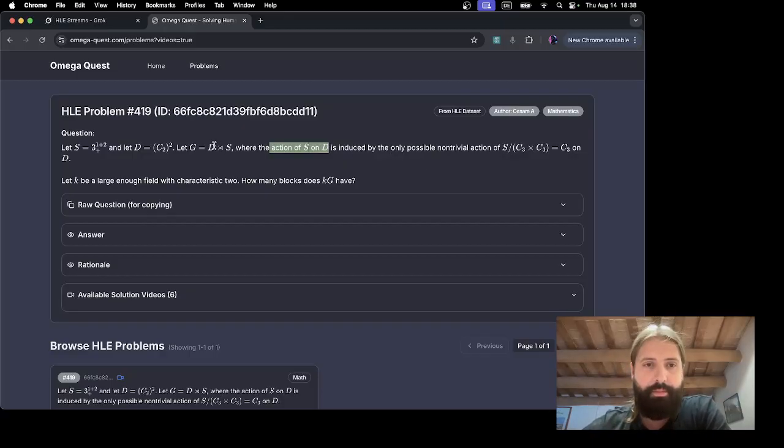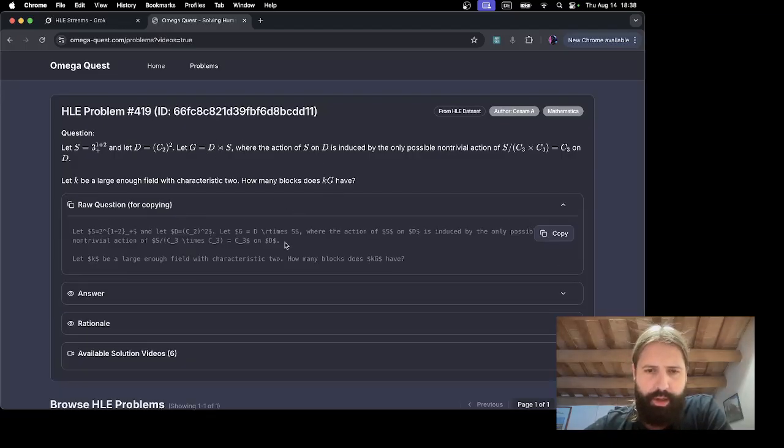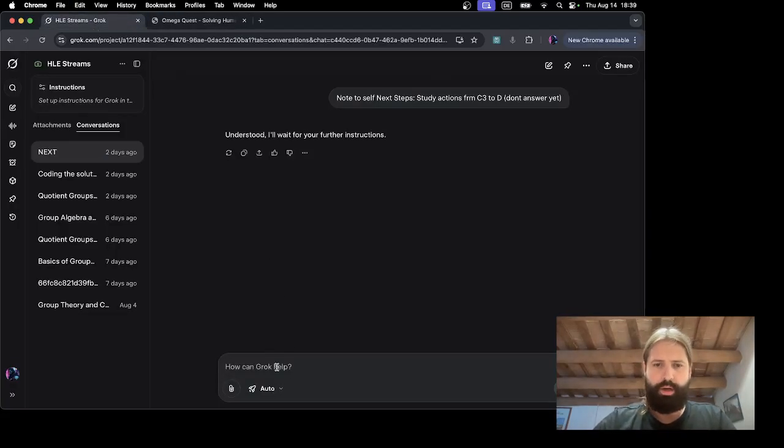Again, the whole point of these problems is that we have a group S, we have a group D, and then a group G that is constructed as S, as a D times S with a partial D. I don't know what that's called, not a direct product, but like a partial product or something like this. I think it's called a semi-direct product.